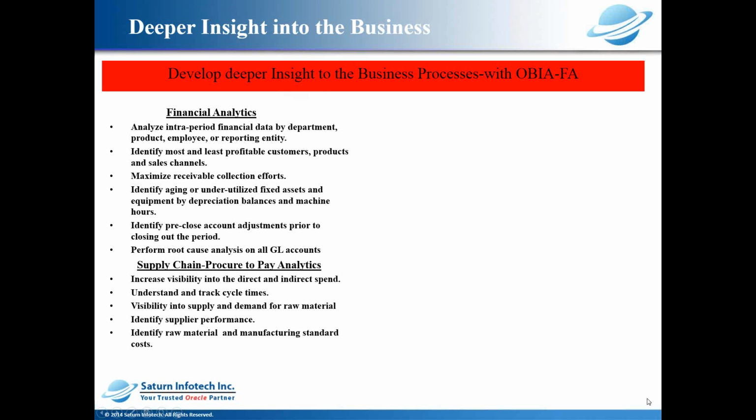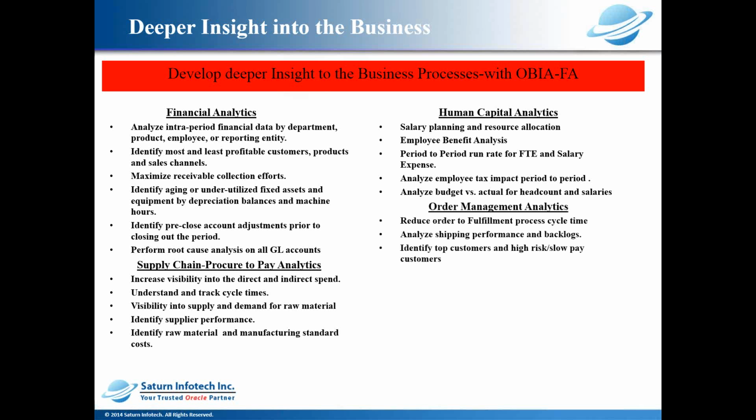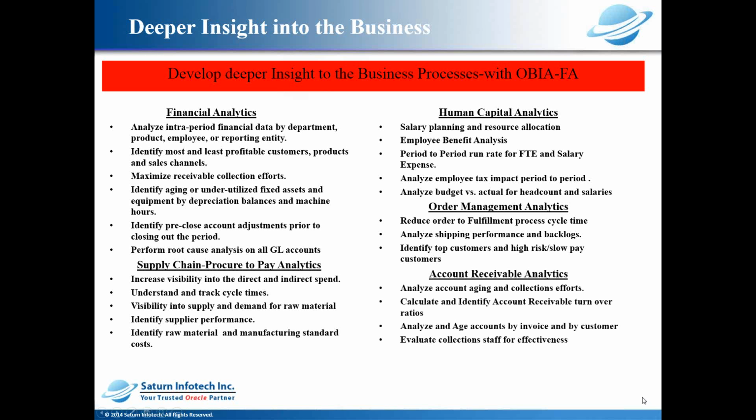closing out the period. Supply chain analytics allows you to increase visibility into your direct and indirect spend, and visibility into supply and demand for raw materials. Again, as I mentioned earlier, human capital analysis: salary planning, resource allocation, period-to-period run rate, FTE, and salary expense. Order management analytics: reduce the order to fulfillment process cycle time, identify top customers, high risk and slow pay customers. And lastly, accounts receivable analytics: analyze account aging collection efforts, as well as analyze aged accounts by invoice and by customer.